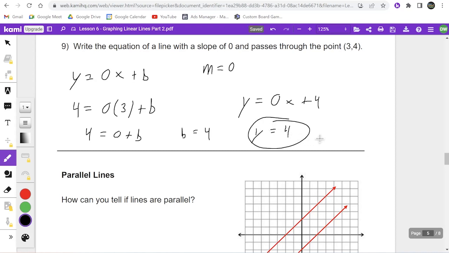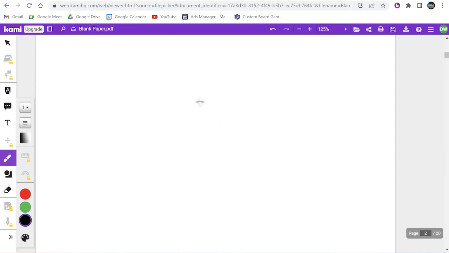And that's the answer. And you'll notice a slope of 0, what does that look like? It looks like a horizontal line. Let me show you what that looks like. It's a horizontal line, which I'll draw in red. And the height is 4. So 1, 2, 3, it's at 4 high. That's what y equals 4 looks like. Any questions?